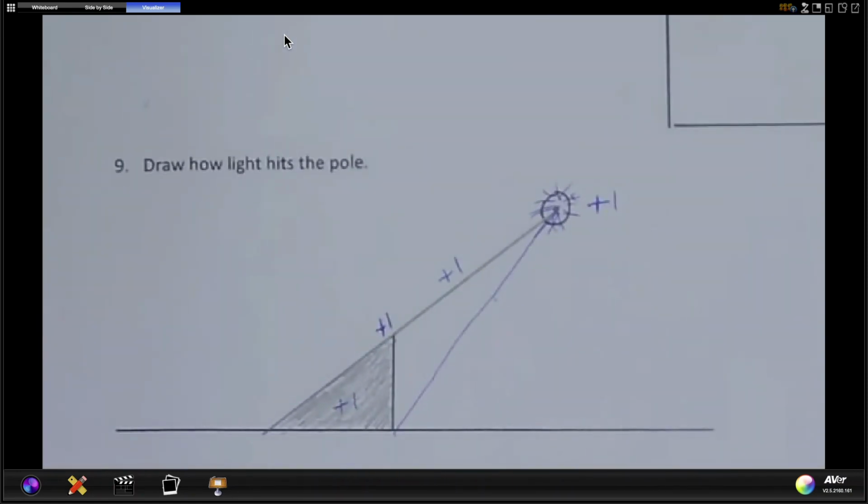So these drawings are worth the lion's share of points on the test, and they move us right into what we're going to be dealing with in astronomy in our next unit.